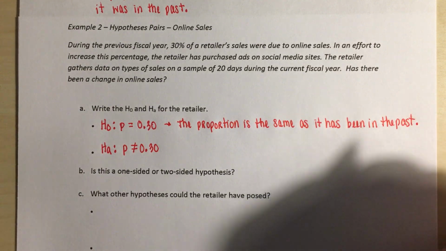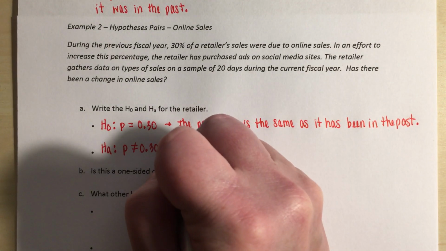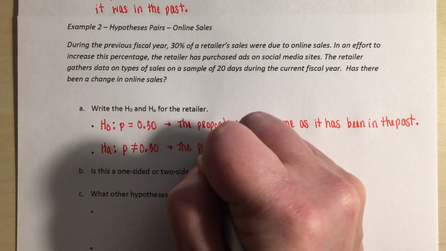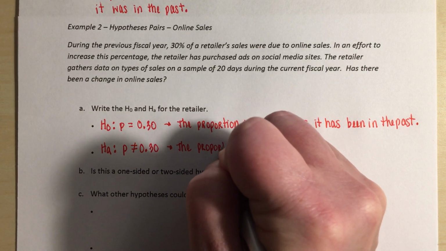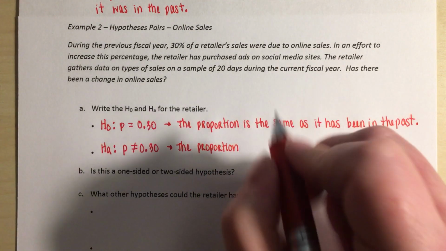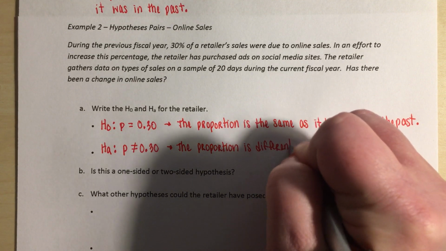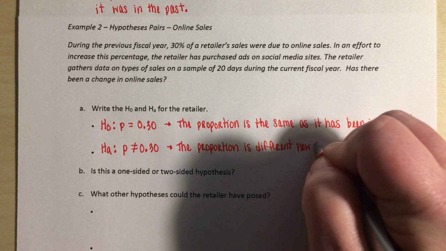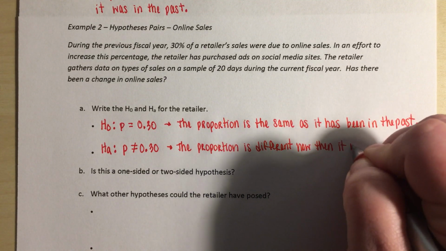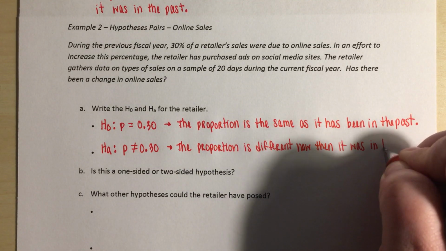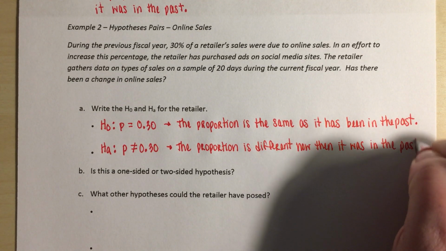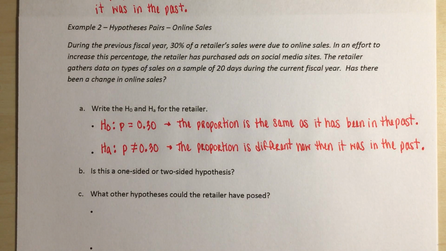All right, and with the not equal to sign, this means the proportion is different now than it was in the past. So if we're not told specifically if it increases or decreases, if we don't see a less than or greater than, we just see something along the lines of change, that's when we're going to use our not equal to sign.